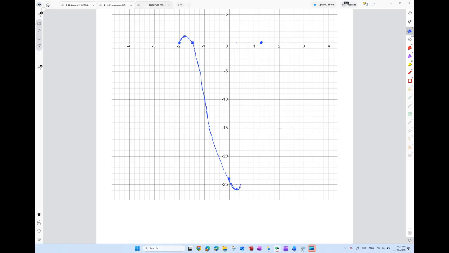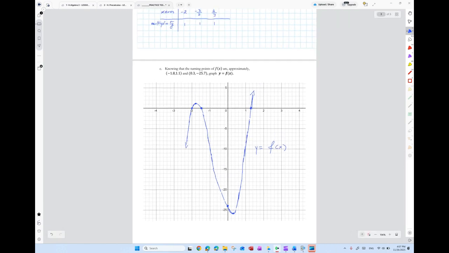And you can, of course, get some more precise points with your calculator. This is y equals f of x. And here you have it. Good luck.